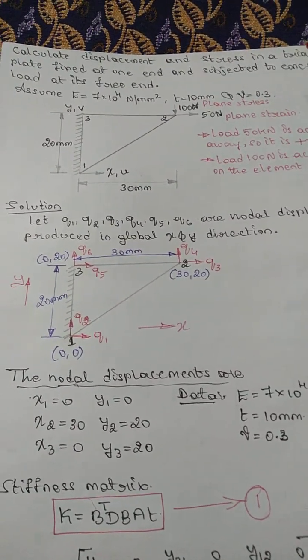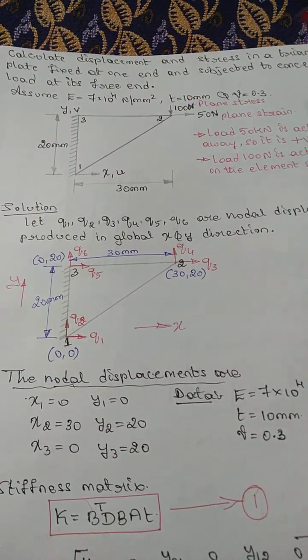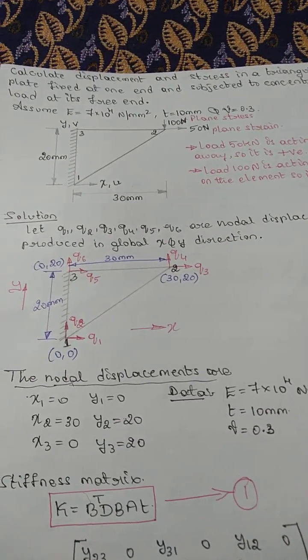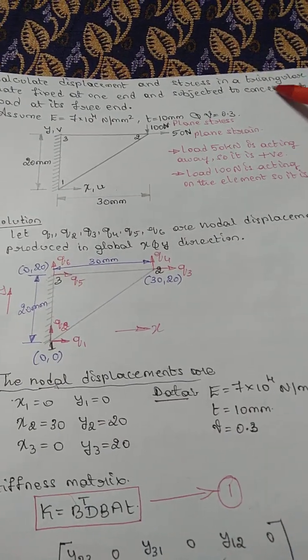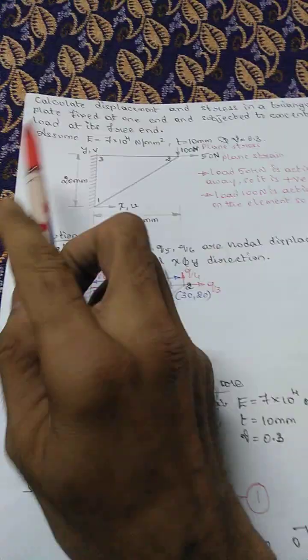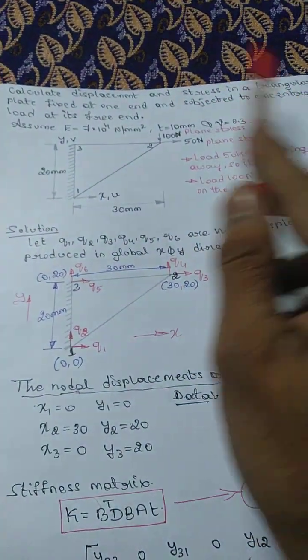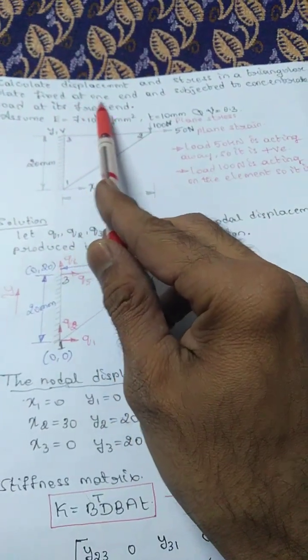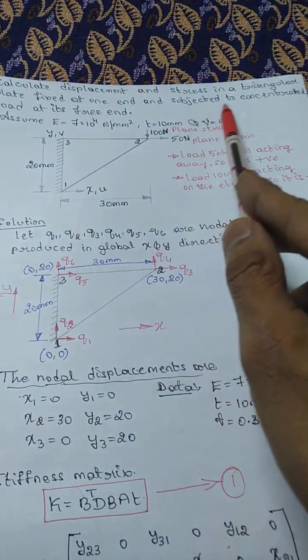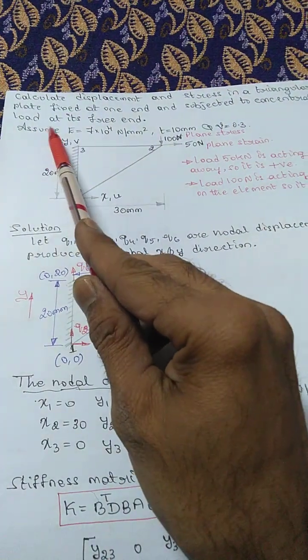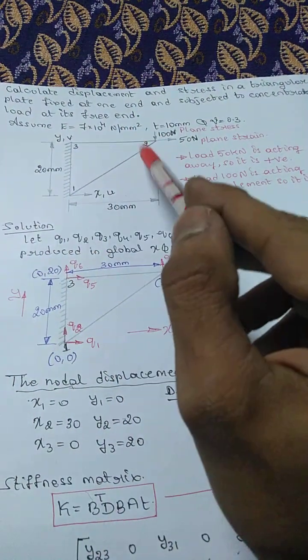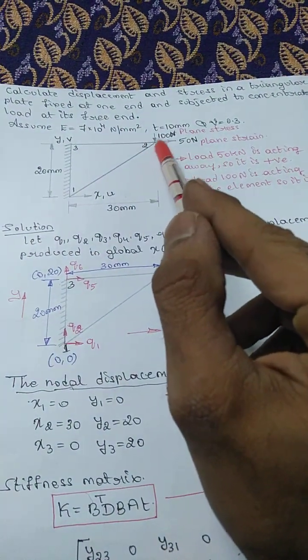Hello friends, today I am solving one of the problems from finite element analysis, that is on a triangular plate. Calculate the displacement and stress in a triangular plate fixed at one end and subjected to a concentrated load at its free end.